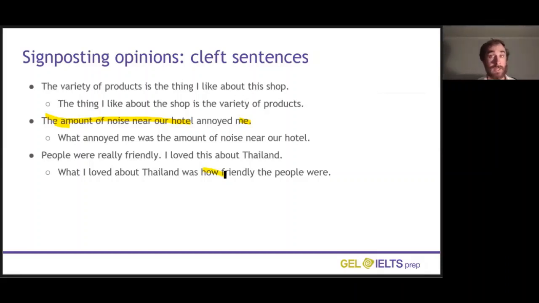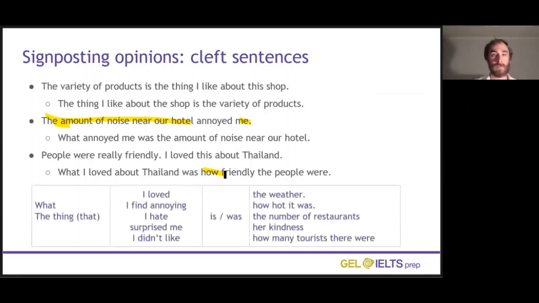These kind of cleft sentences are great for giving yourself time to think. What I love most about my hometown is... The thing which really annoys me is... They're really useful for introducing an opinion or an emotion. So this structure is worth learning and studying. We can start with what I loved was, or the thing I loved was. The verb is usually a verb of opinion here. We need the verb to be, and then we have a noun phrase or an adjective phrase with how.